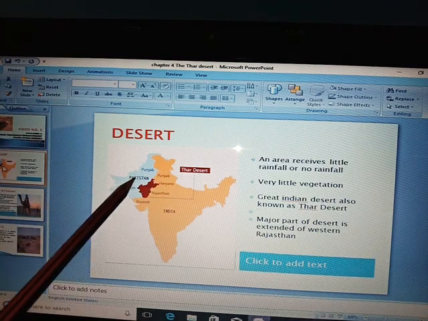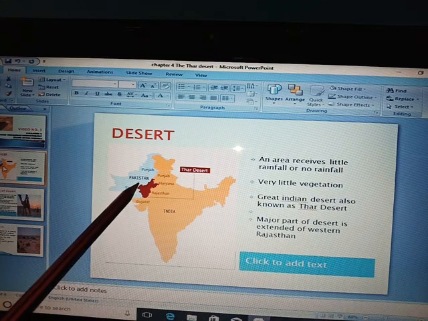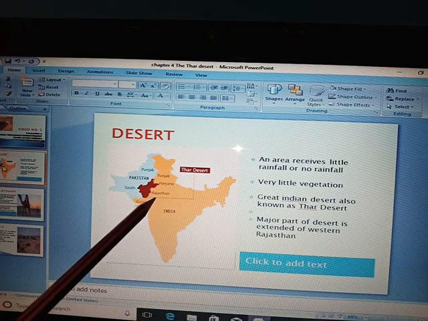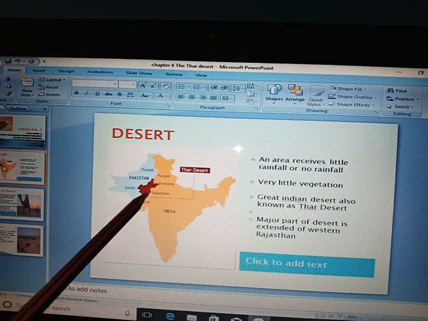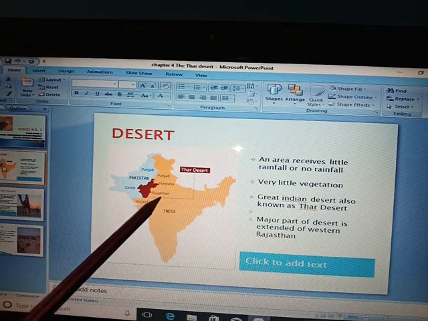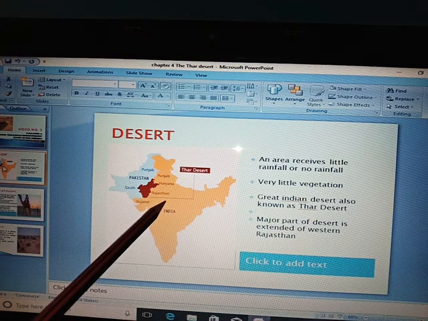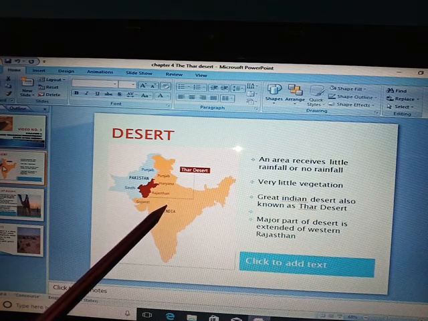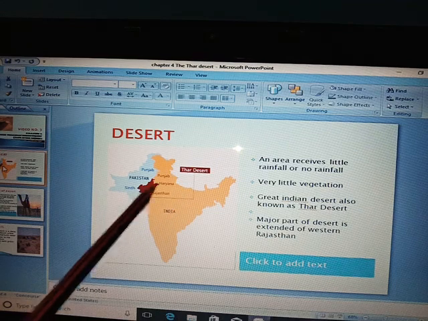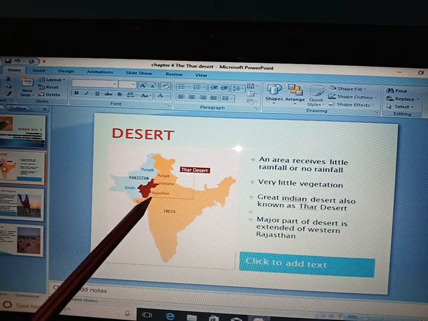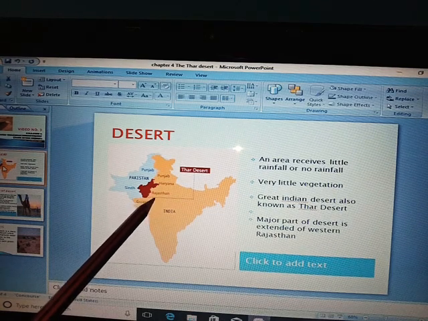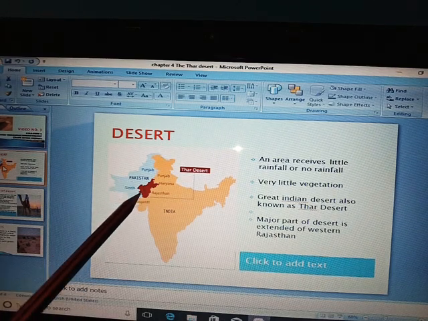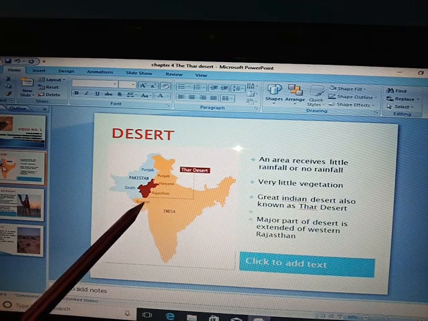Most importantly, it starts from Pakistan, Sindh. You can see Pakistan is also present here. It starts from here, and then most of the Thar Desert, or Great Indian Desert, is present in Rajasthan. That's why Rajasthan is the most desert place. The major part of the desert extends over western Rajasthan. A little part also extends to Pakistan, but the major part extends towards Rajasthan.